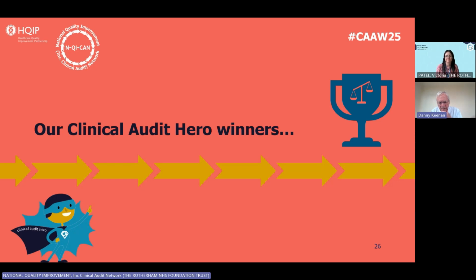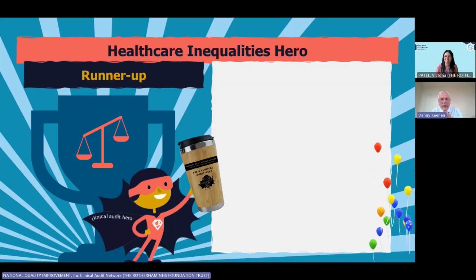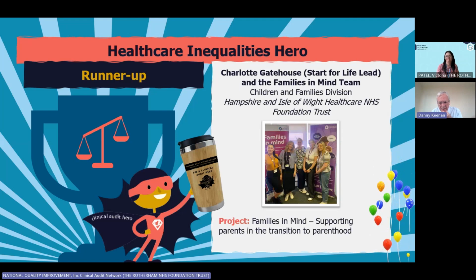So the first to announce is the runner-up, and the runner-up for this is Charlotte Gethouse. And she is from Children and Families Division of the Hampshire and Isle of Wight Healthcare NHS Foundation Trust. So, Charlotte, thank you so much for that. And you can see how you were very well thought of by the judges. I'll just read out a few points that the judges did make.